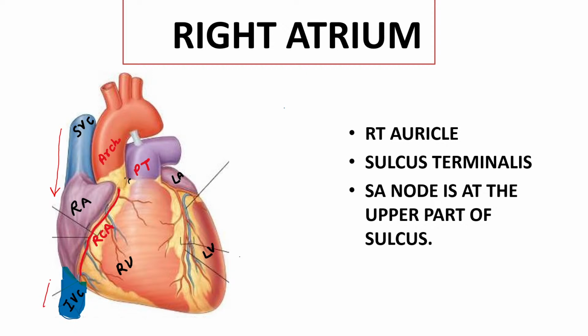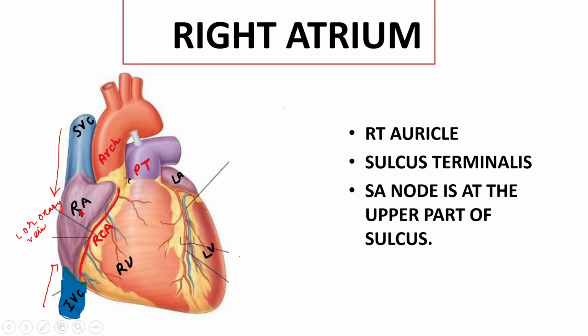The second major vein is the inferior vena cava, bringing blood from the lower parts of the body, and the third vein which the right atrium receives is the coronary veins, which are the veins of the heart itself. So, these are the three major veins which will bring all the deoxygenated blood from all parts of the body to the right atrium.